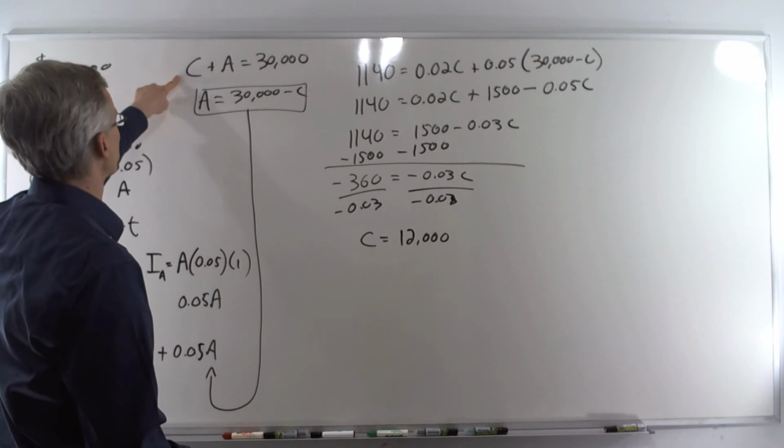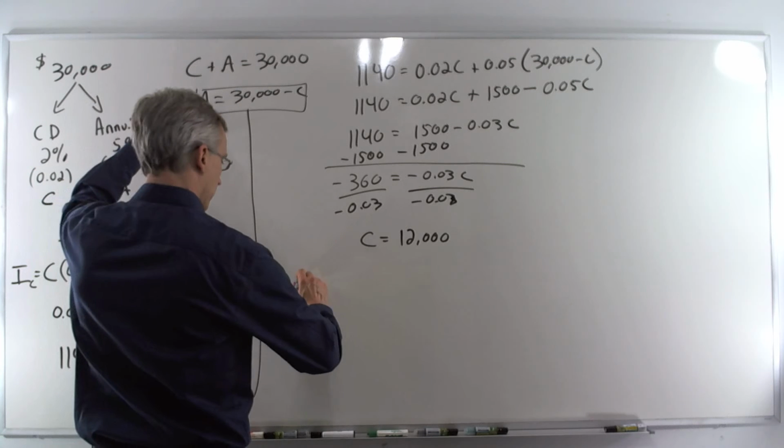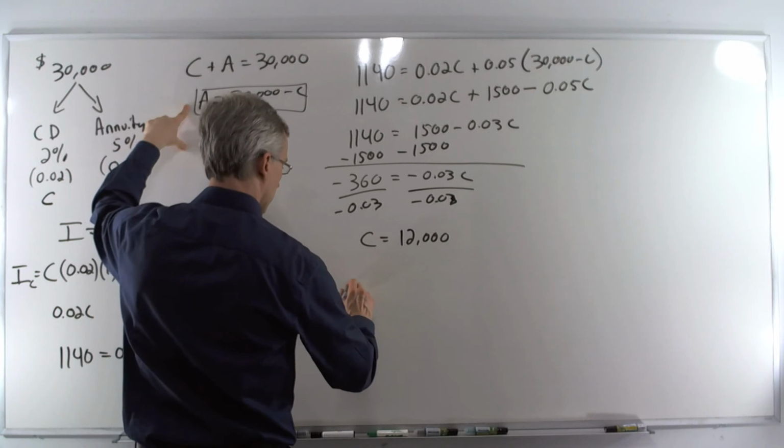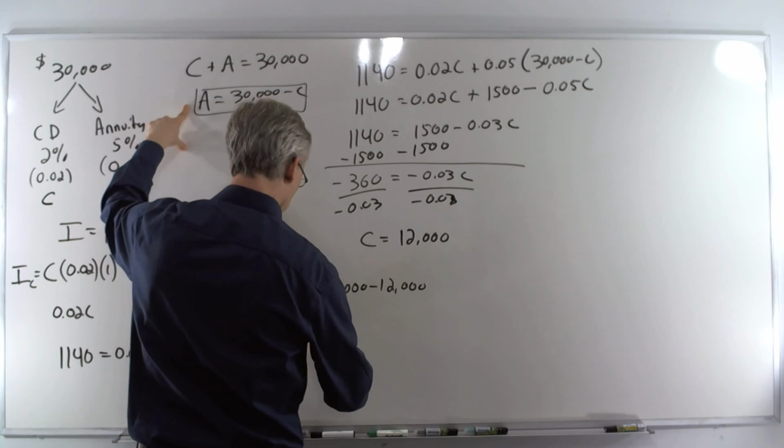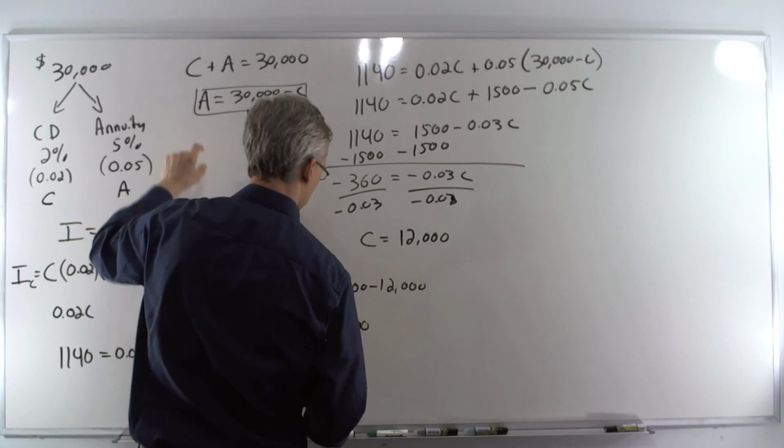And now we can use this equation here to find A. So A equals 30,000 minus 12,000. So A equals 18,000.